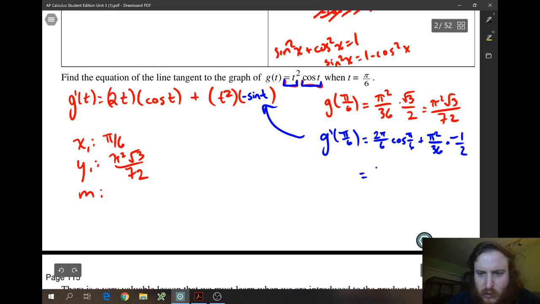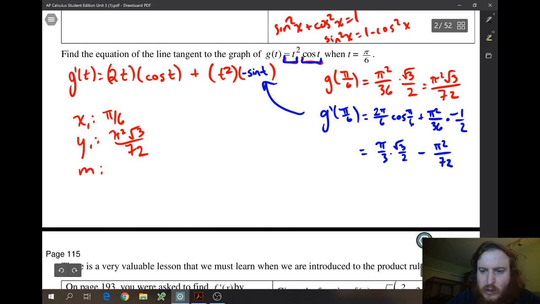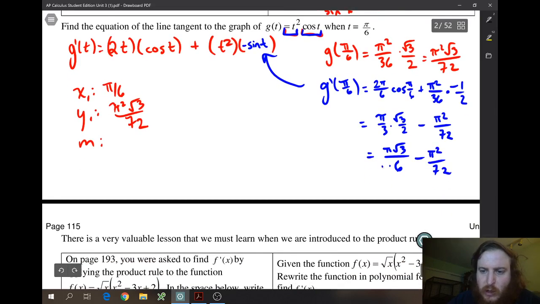So the 2 and the 6 will cancel to pi over 3, times we said cosine of pi over 6 is square root of 3 over 2, and minus pi squared over 72. And this is going to give us pi squared root of 3 over 6 minus pi squared over 72, and that's fine for our slope. If we want to, though, we can multiply both sides by 12 on the left to combine to 12 pi squared root of 3 minus pi squared all over 72 and get it in one fraction.